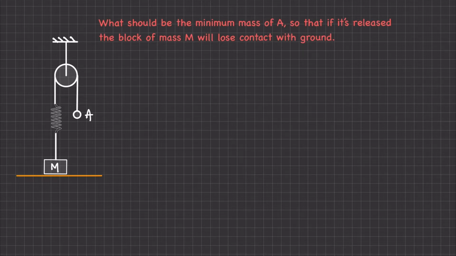So our first problem of the day is: what should be the minimum mass of A so that if it is released, the block of mass M, this one, will lose contact with the ground? Now, to solve this problem, let's see what will happen. According to our question, this block has some mass, right? If we release it, this mass will tend to go downward because of its weight, mg, which acts on this mass A, and it will go down.